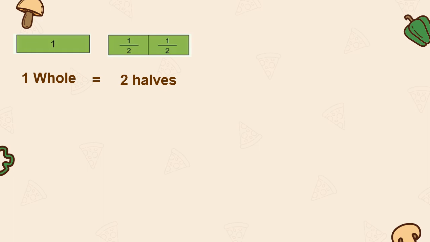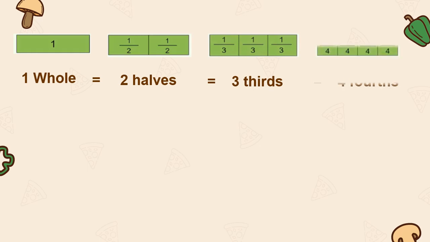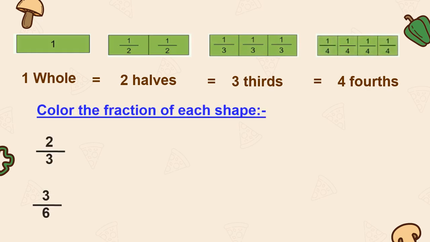As we said before, if we have one whole, one complete part, then we divide it into two equal parts, so we have now two halves. And if we divide one whole into three equal parts, we have now 3/3. So again, if we divide one whole into four equal parts, we have now 4/4.